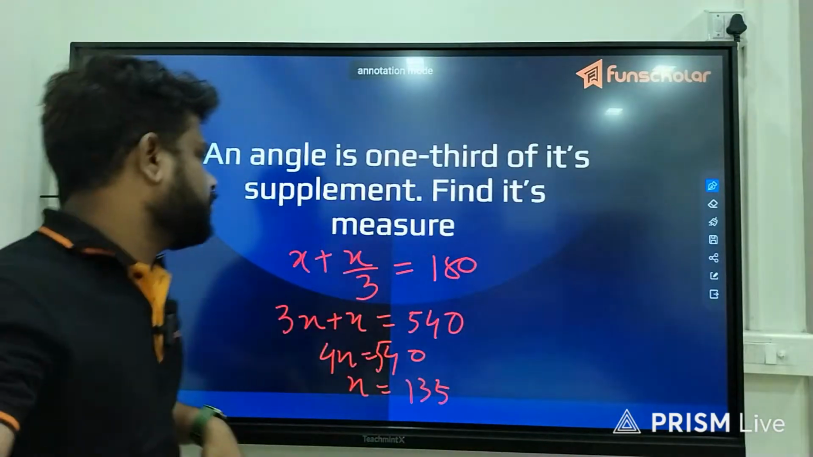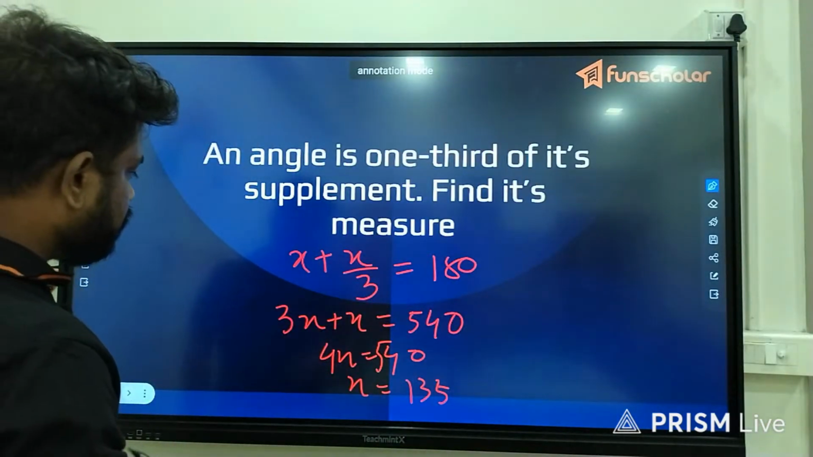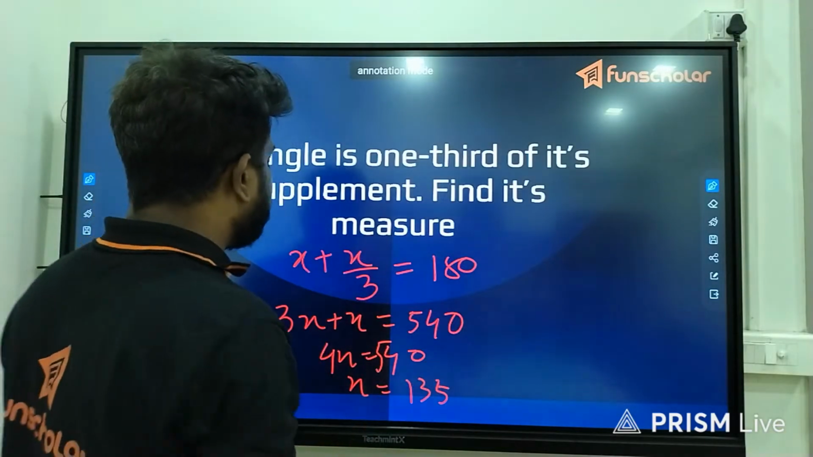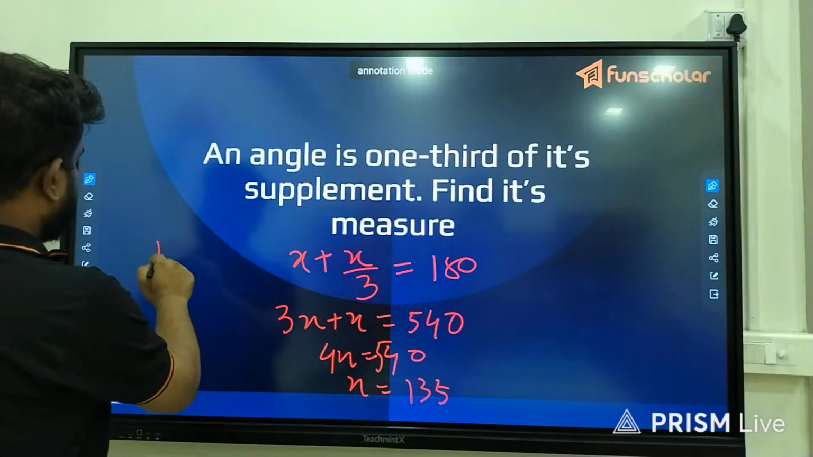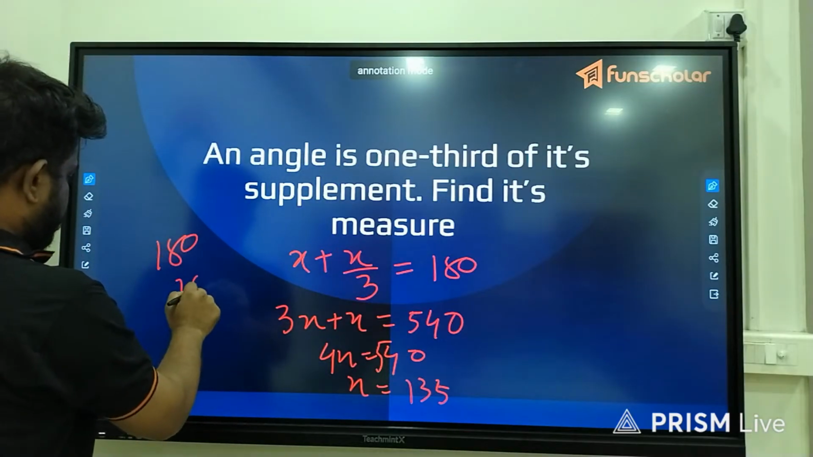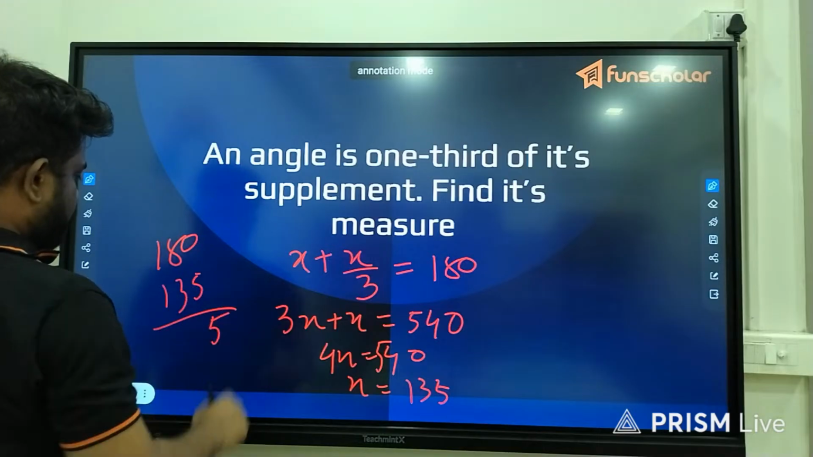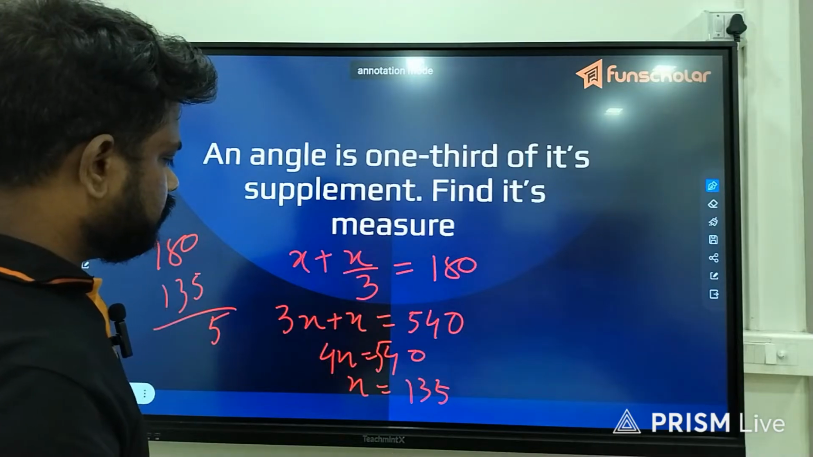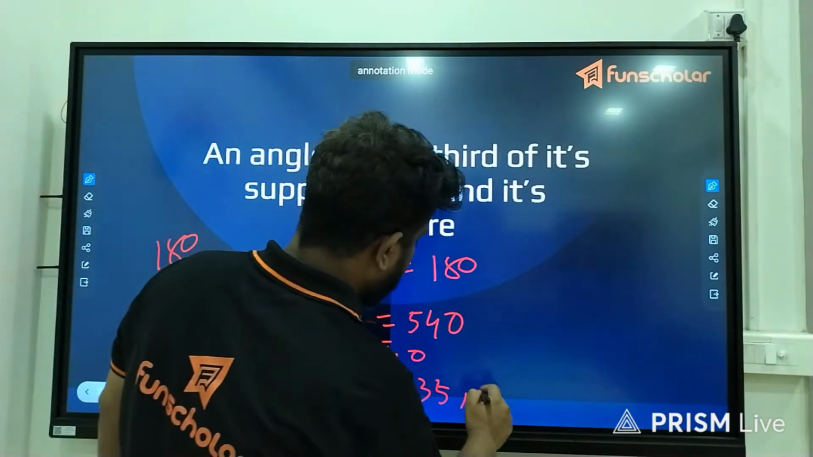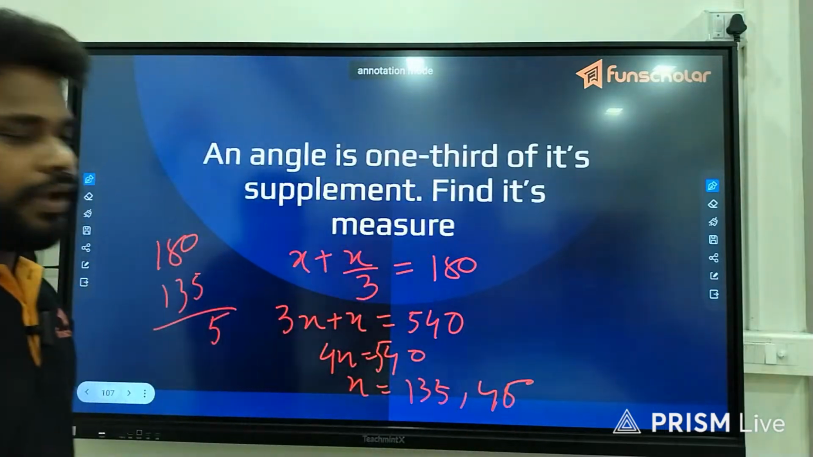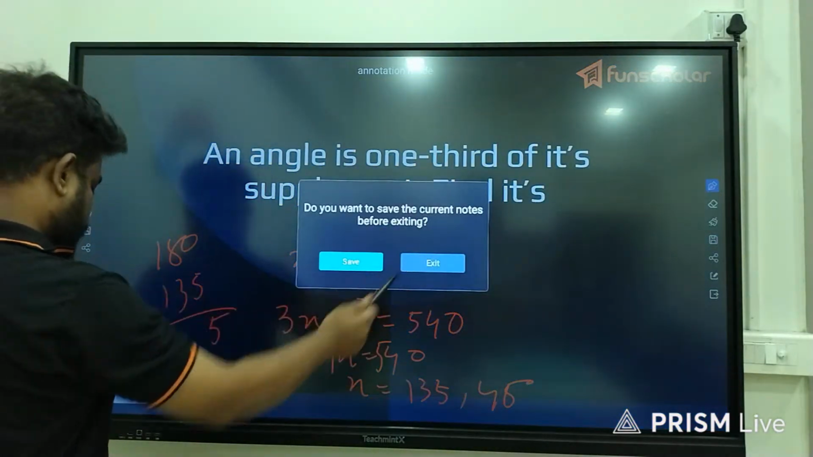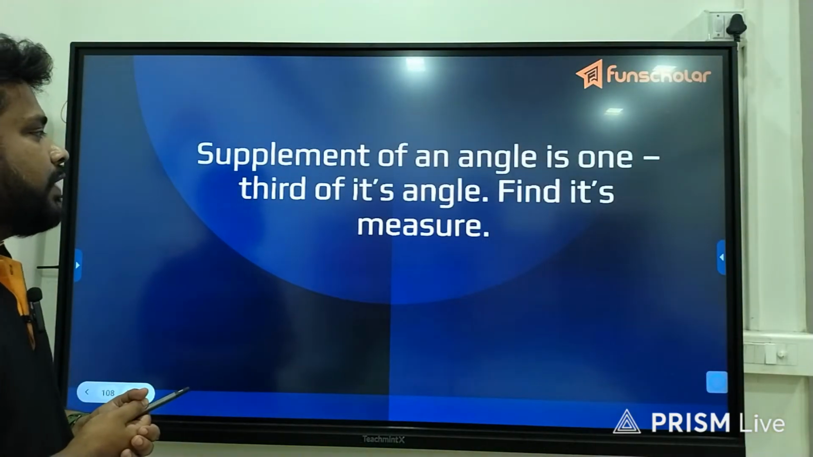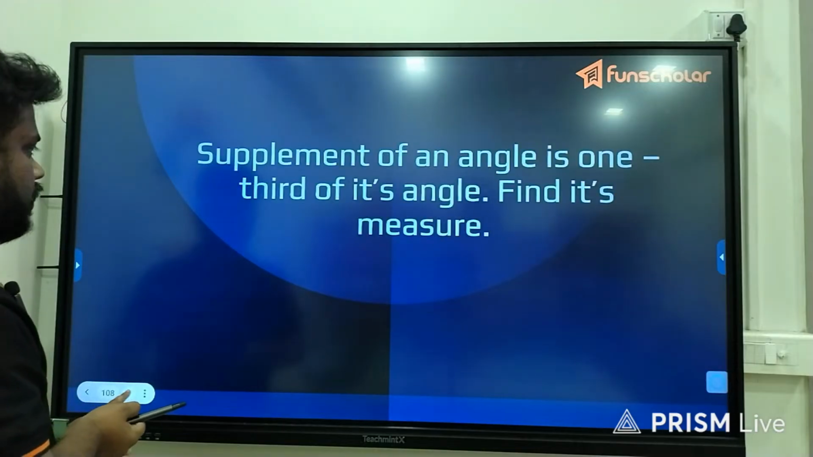Okay, sorry guys for the interruption. So 3x plus x, and it will be, yes, 135 degrees, and another will be 45. Okay, so done. Next, the supplement of an angle is one third of the angle, find its measure. So we have already done it.